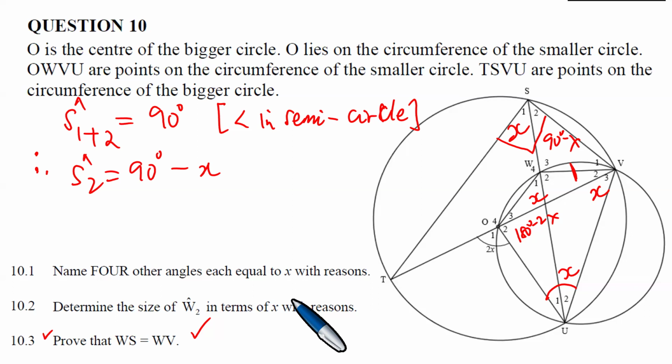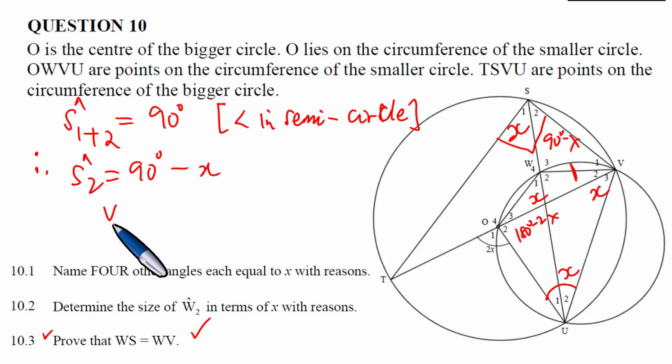What I did, sir, since W2 is the exterior angle of triangle SWV, I said S1 plus S2 is equal to W2, exterior angle of a triangle. Then, since we have the value of W2, I did my algebra and concluded that V2 is 90 degrees minus X. And V1 and S2 are equal. So if they are angles opposite equal sides, hence proving that SW is equal to VW.